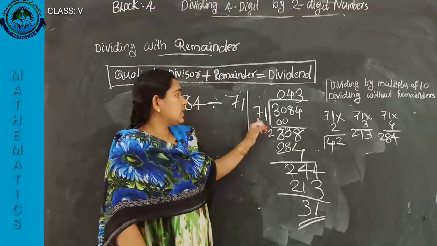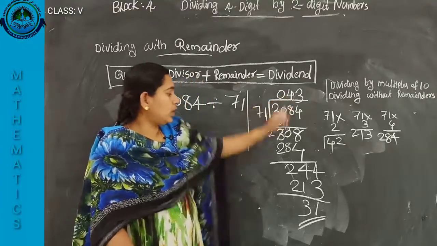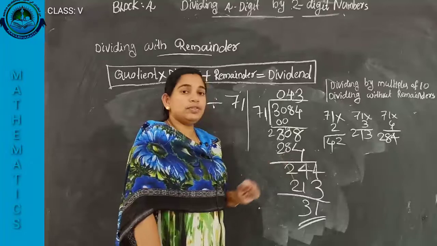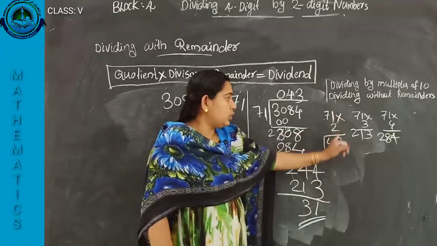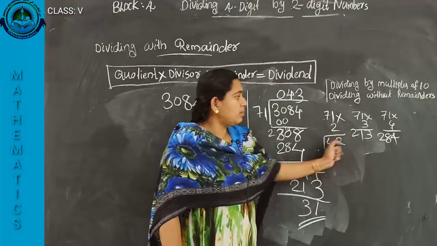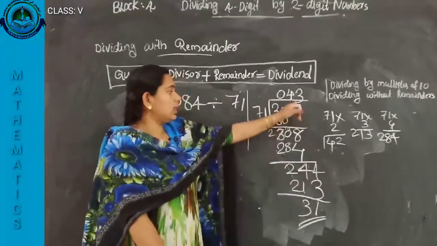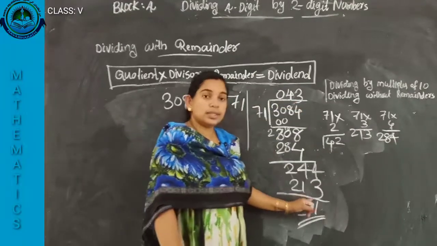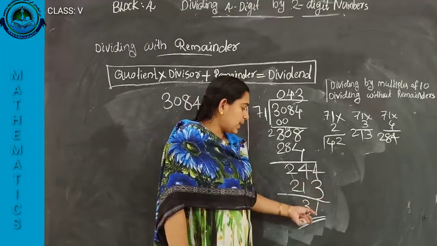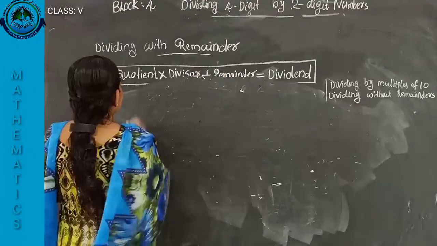244. How many 71s are there? In 4, 284. So it's not 4. 2, 142. So in between, 3 is there. 213. So I choose here 3. Then 3 into 71, 213. After subtracting, 31 is the remainder. Okay.